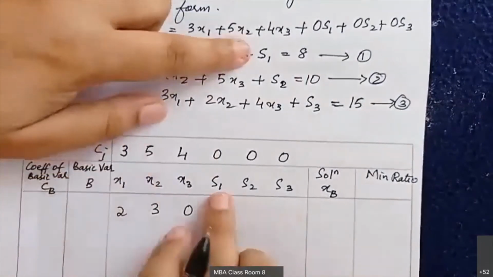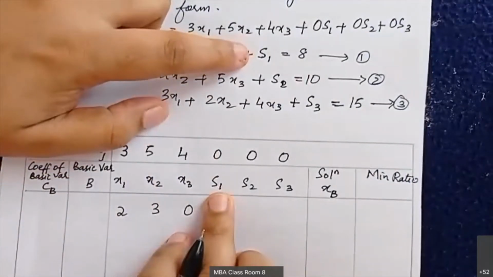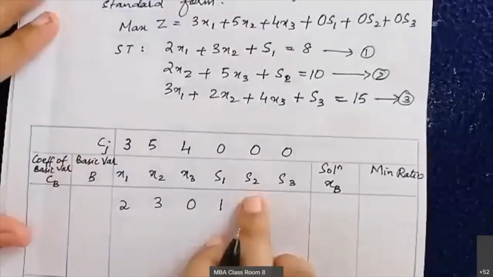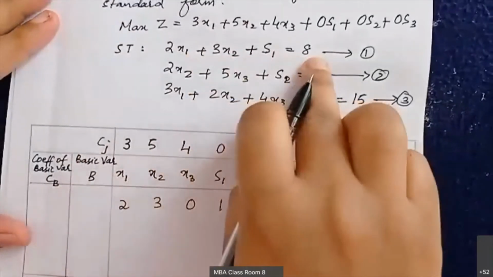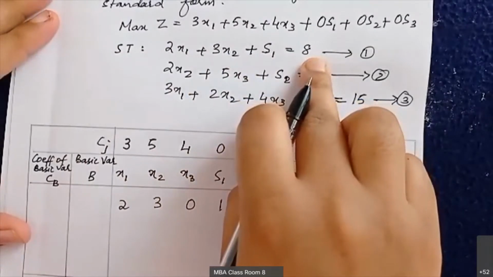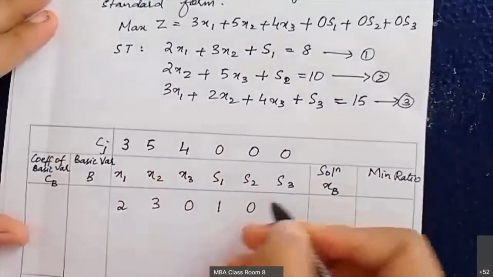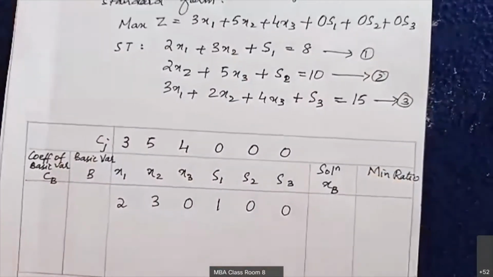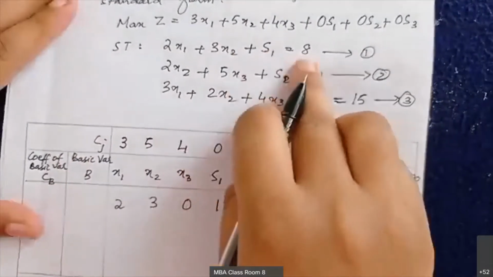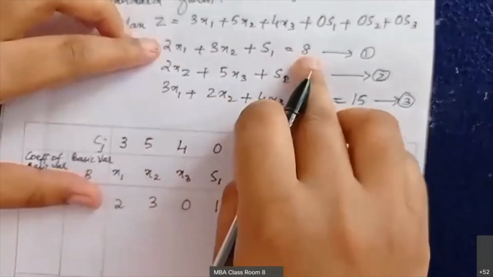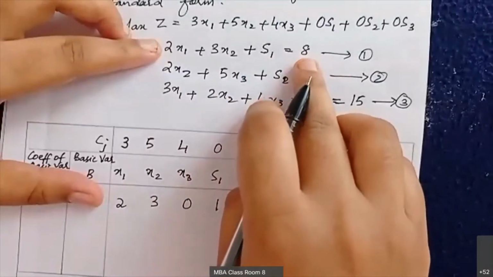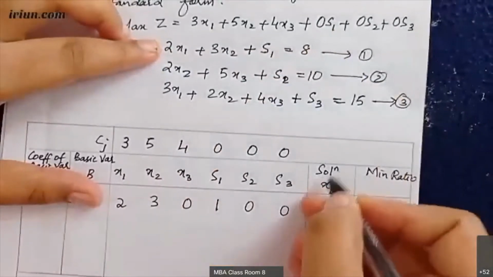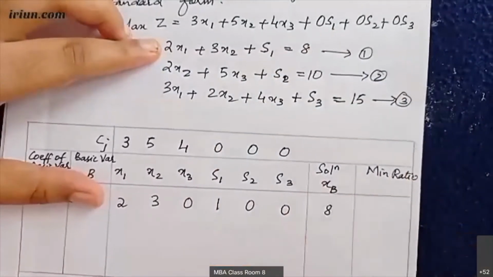Do I have s1? I have s1 in the first equation, so I'll put 1. S2, do I have S2 in the first equation? No, 0. So S2 will be 0. In the first equation, I don't have S3 also, so I'll put that as 0. Now what is the answer for the first one? Equal to 8, right? So these are the solution for the first constraint. This 8 I will be writing under solution.